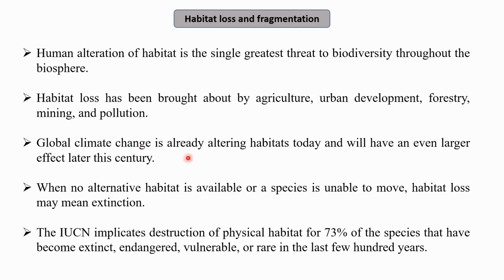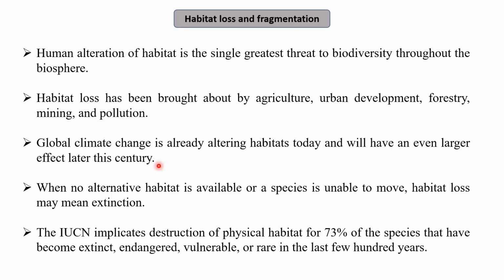Global climate change is already altering habitats today, and will have an even larger effect later in this century. We know that global climate change might be due to some human activities, such as changes in the number of forests or the increase in pollution. All of these things have altered habitats. Even today, many species have changed their habitats, and in the long run, it is speculated that this change might also affect other species.